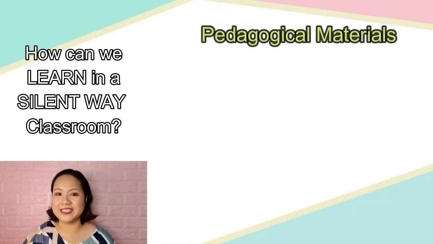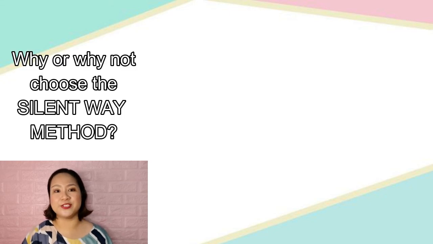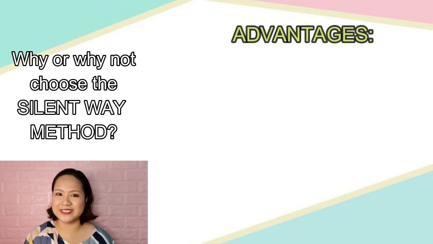And last but not the least, the most popular among the three, which is the Cuisenaire rods. These rods are used to create clear and visible situations that enable learners to understand how a given concept is expressed in language. And for the last part of our discussion, let's proceed with the why or why not choose this method. Let's start with the advantages.